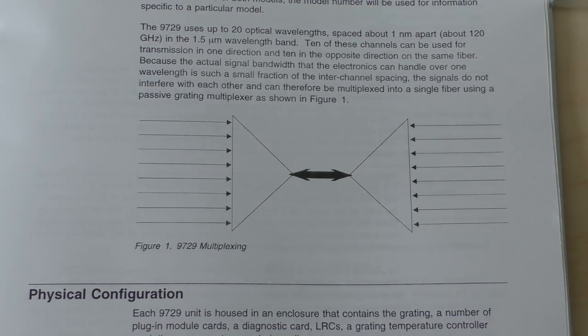Here is a very crude drawing of what a multiplexer is doing. It has multiple input and output lines, and it puts the signals together to use only one line for transmitting. And then on the other side you have the same device that takes everything apart and makes, in this case, 10 individual data lines from the multi-line stream.